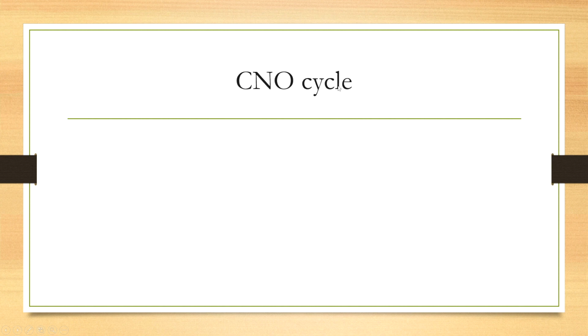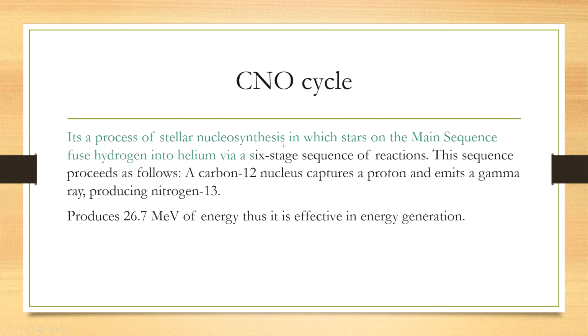The CNO cycle is a process of stellar nucleosynthesis in which main sequence stars fuse hydrogen into helium via a six-stage sequence of reactions. The sequence proceeds as follows: a carbon-12 nucleus captures a proton and emits a gamma ray, producing nitrogen-13. It produces 26.7 MeV of energy, so it is effective in energy generation.